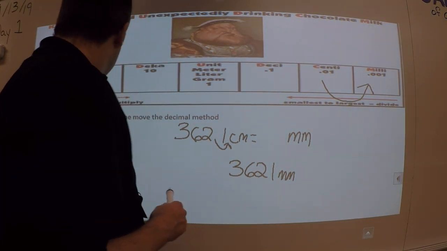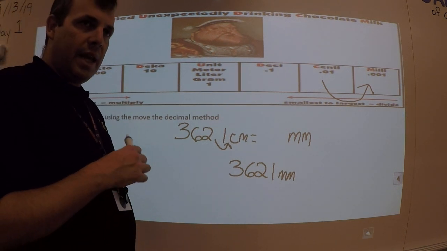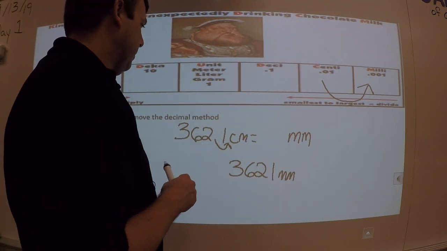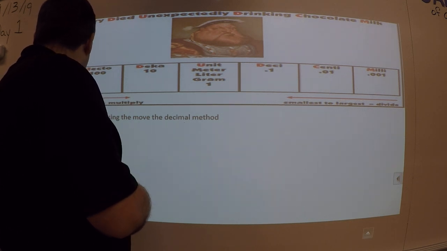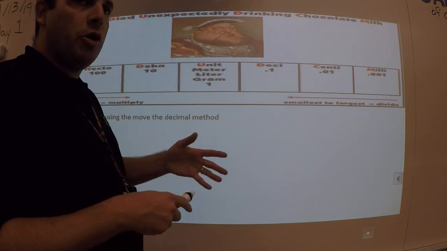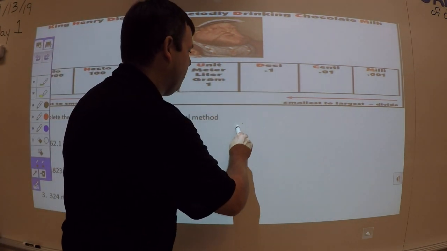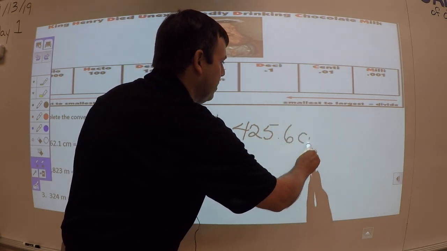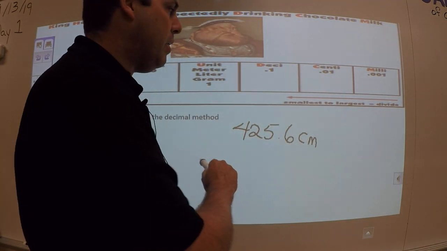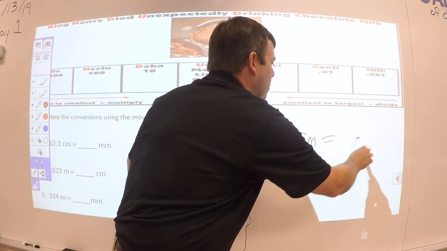Okay? The same journey can happen towards the left, too. In this case, it's which way you move the decimal point. Now, before I continue on to question 2, I want to show you a trip to the left. So let's say I've got, I don't know, 425.6 centimeters, and I want to know how many meters that is. That's the unit. So I want to know how many units that is.